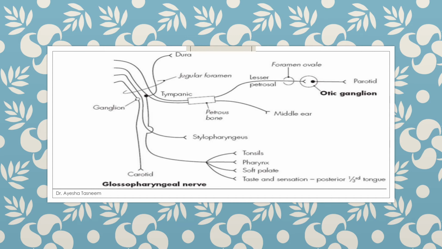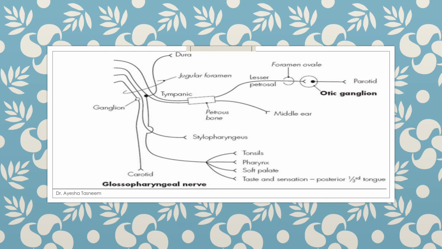in the middle ear. Then we come to its carotid branch. It arises just below the jugular foramen, descend on internal carotid artery to reach the carotid body and sinus. It communicates with the vagus and sympathetic branches from the superior cervical sympathetic ganglion and supplies the carotid body.